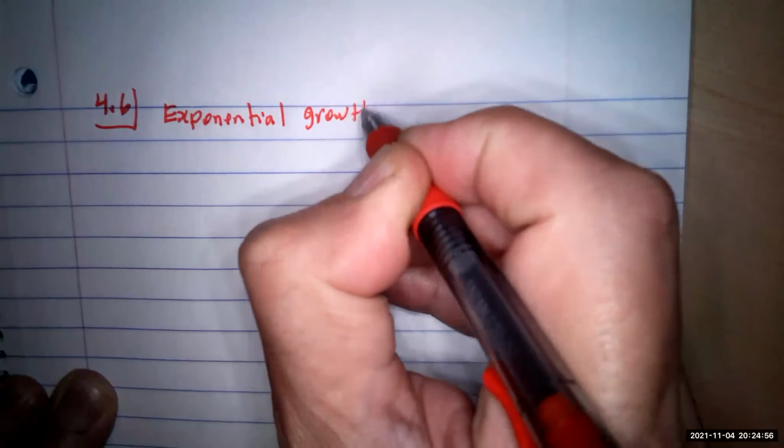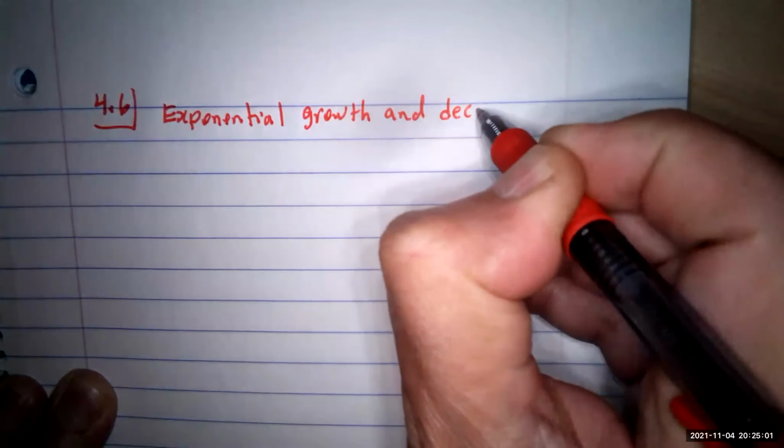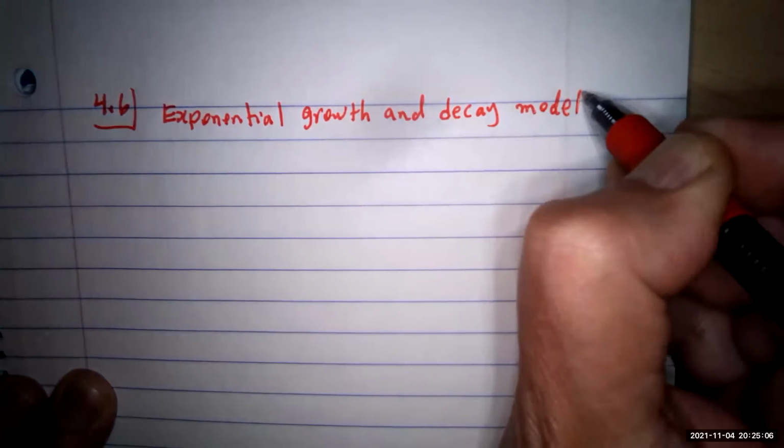So this is 4.6. We will give you one or two questions on it in your next test. The idea is what we call exponential growth and decay model. This is it.